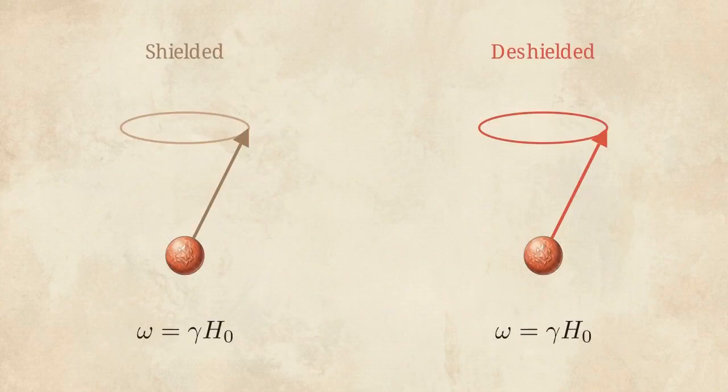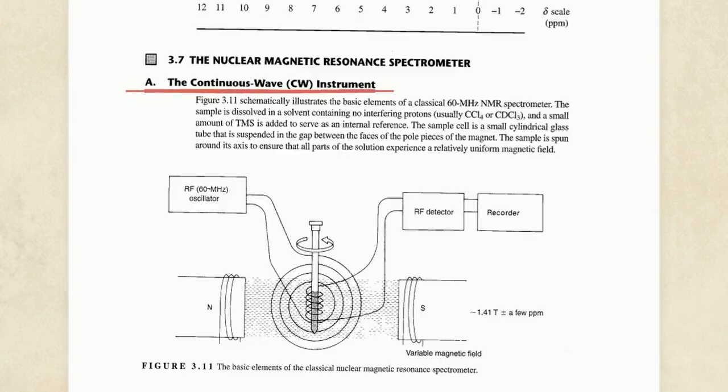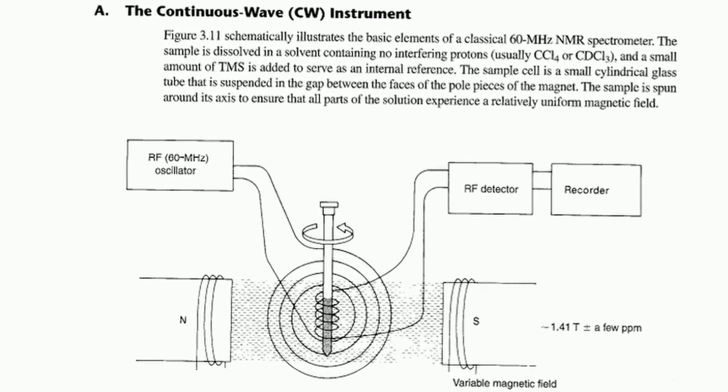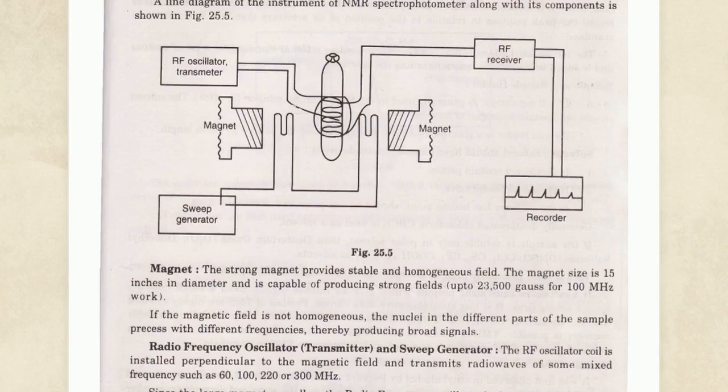These electron clouds act as shields, meaning protons in different chemical environments will precess at slightly different frequencies. To map these variations, classical instruments use a continuous wave, or CW, setup. Instead of constantly tuning the radio transmitter to hunt for different frequencies, engineers hold the RF source perfectly constant, often at exactly 60 MHz. To find the nuclei, they manipulate the other variable in the Larmor equation, the magnetic field.